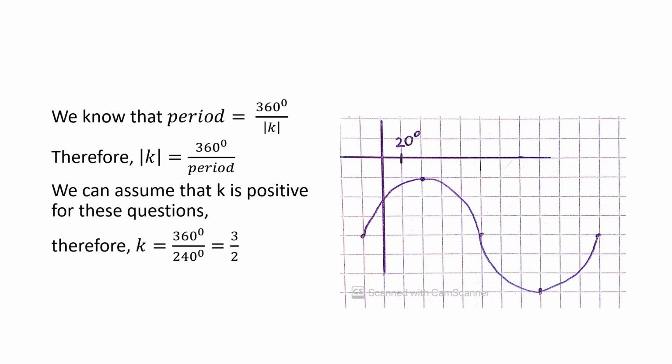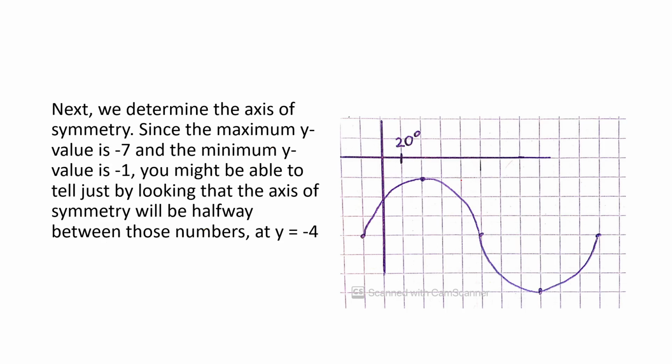Now, we can say that we know the period is equal to 360 degrees over the absolute value of k. Rearranging that equation gives us that the absolute value of k is equal to 360 degrees over the period. In this course, you can assume k is going to be positive in this type of a question where you're coming up with the equation yourself. So we can say that k is equal to 360 over 240 degrees. The degree symbols cancel out. 360 over 240 reduces to 3 over 2.